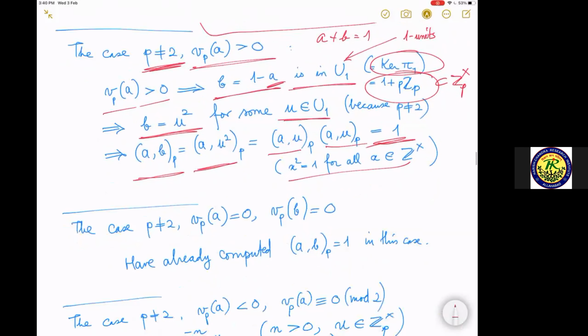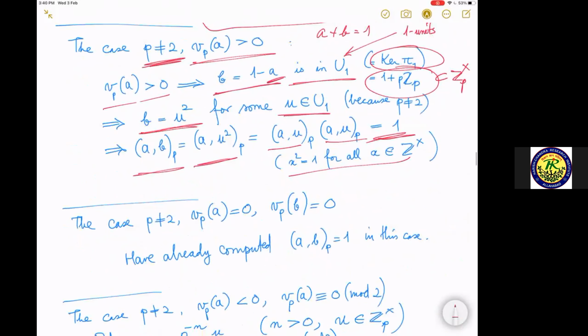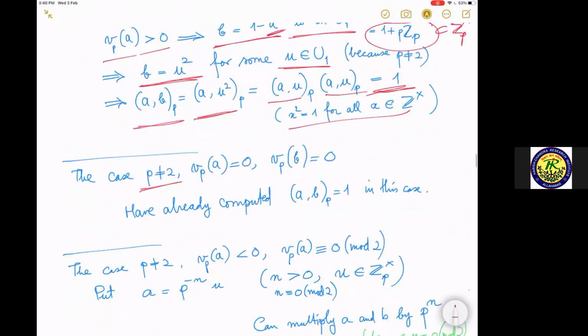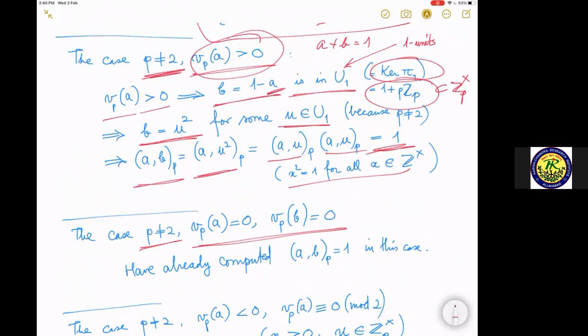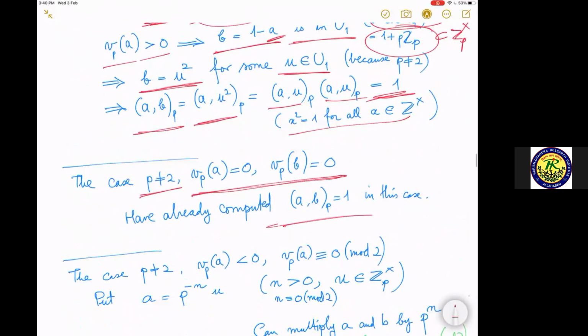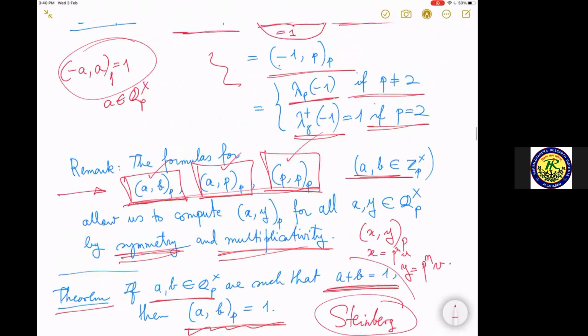Okay, let's consider the case where we still have odd p, and both the valuations are 0. That was the case when the valuation of A is strictly positive, and the second case was when both the valuations of A and B are equal to 0. A and B are both units. But in this case, we already computed that (A,B)_p is 1. If you don't recall it, I'll just go back a little and show it to you.